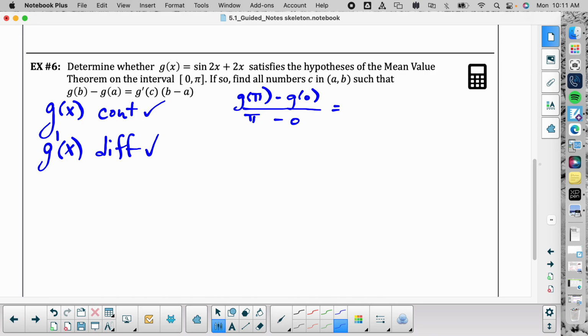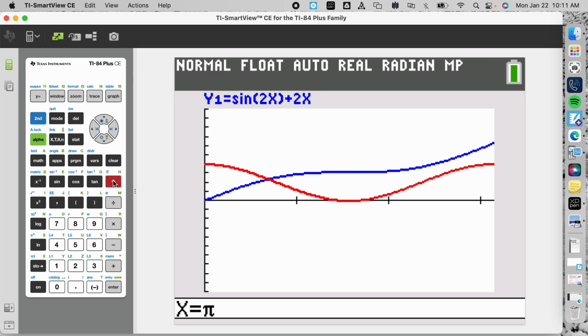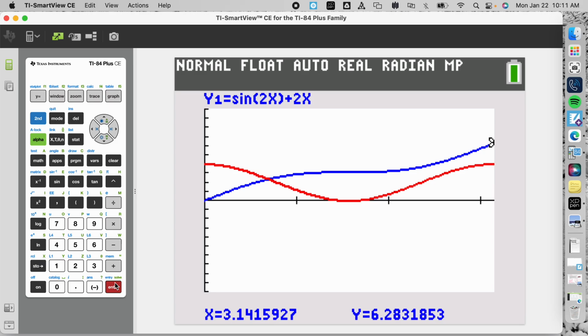Okay, so let's go back to the calculator and find g of pi. If I'm on the trace feature, I can find the answer for pi by just typing pi. I'm already on the correct equation. If I hit pi and then hit enter, it'll go to that location. And it is 2 pi. So 6.283.